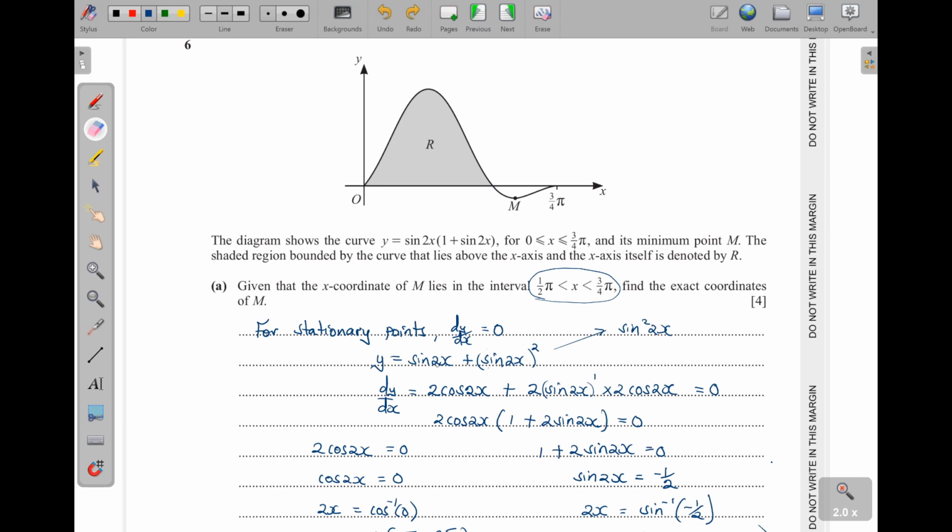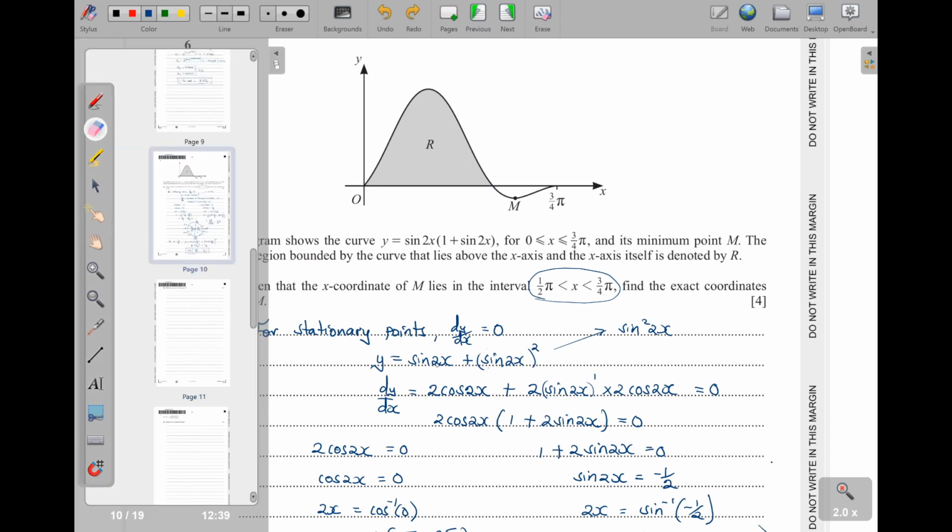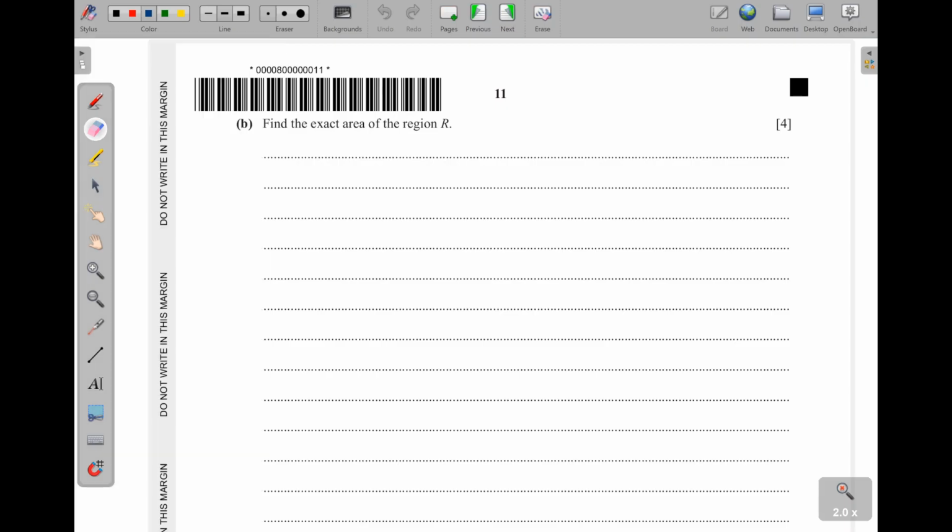So now we look for that value on the x-axis, where y is equal to 0. So I'll get my y, which is sine 2x into 1 plus sine of 2x.